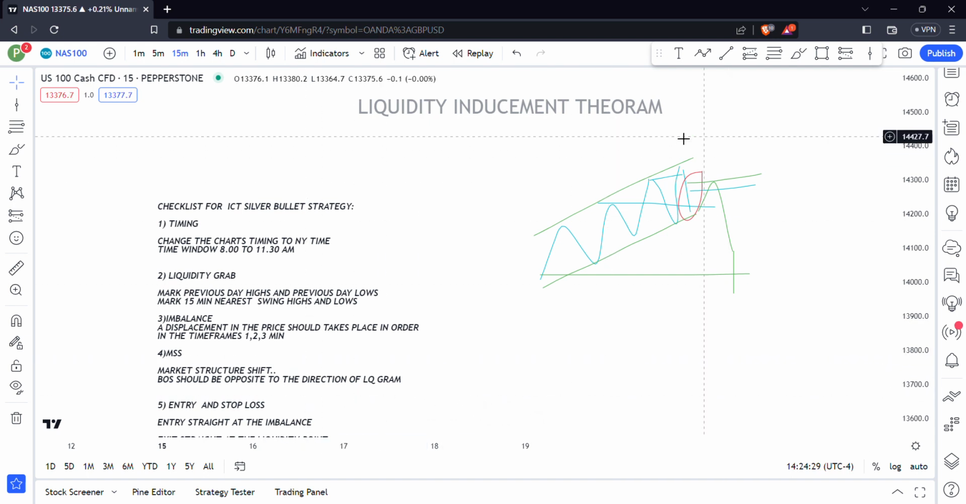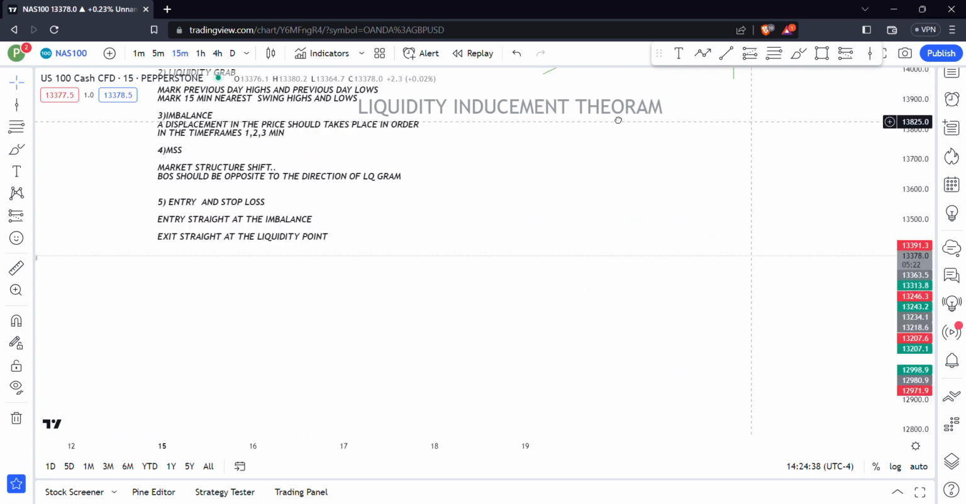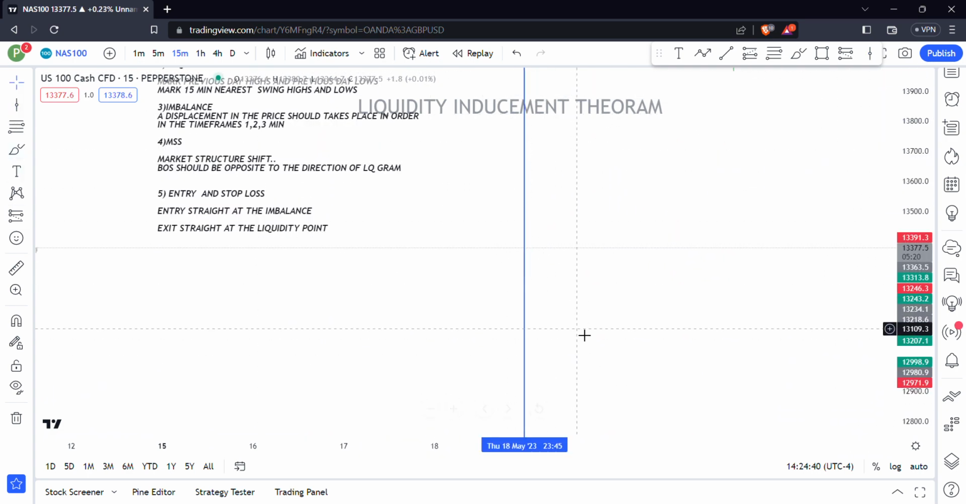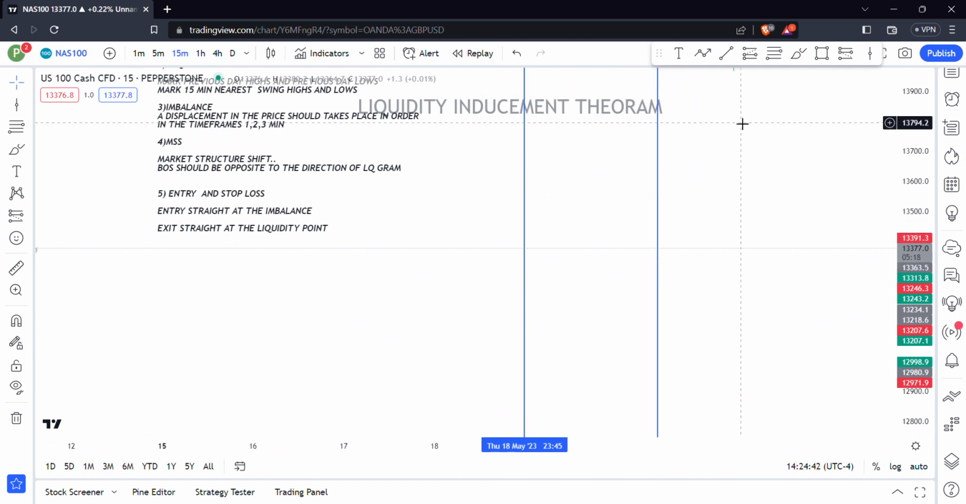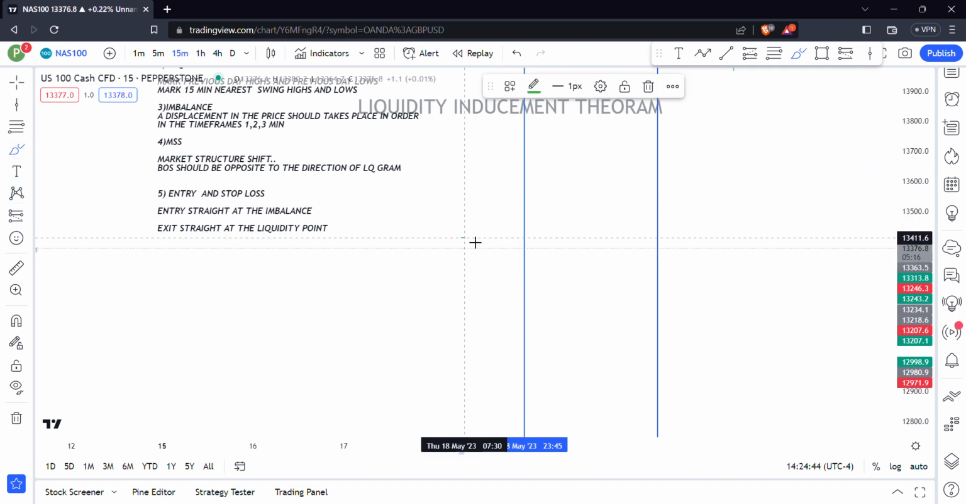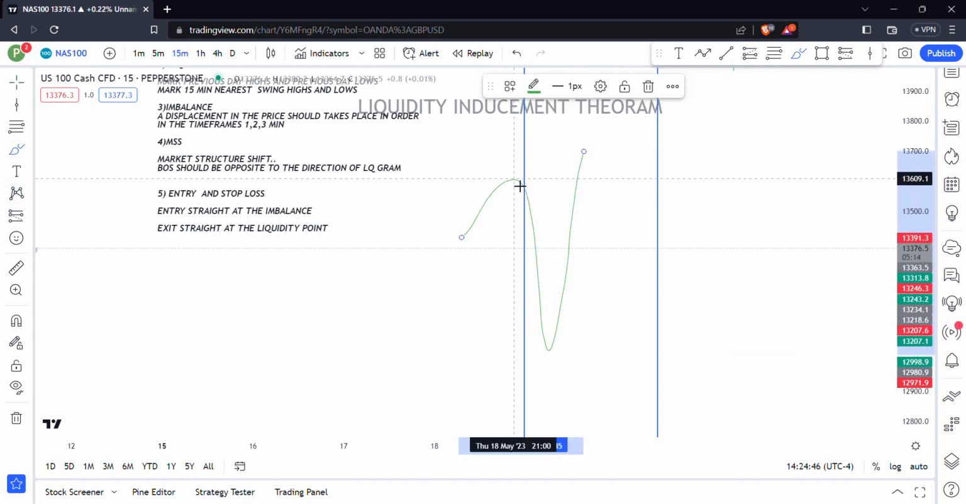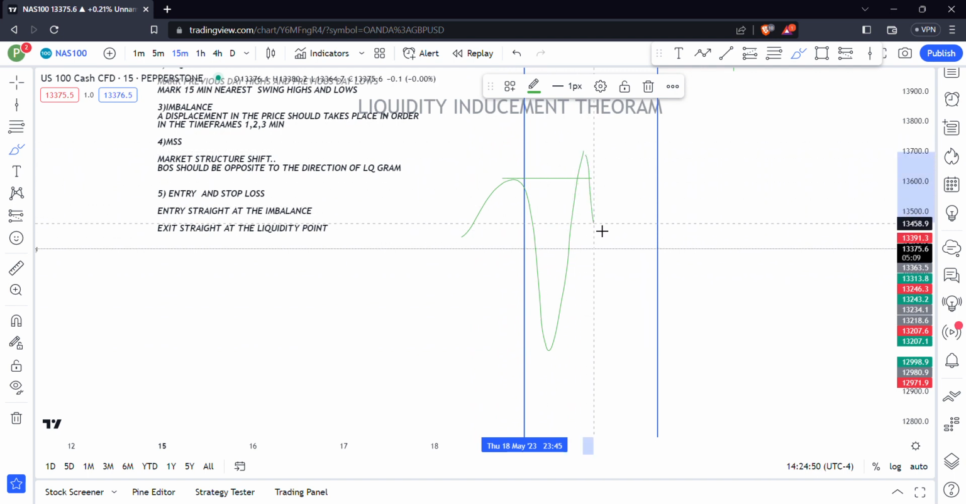And the most important point in the MSS is that the market structure shift should always happen in the direction opposite to the liquidity graph. I will explain here. Let's say this is the time window of 8:30, and let's say there is a high here and the market took this high within this time window, and let's say there is a huge imbalance and a structure like this. So this is an MSS, this is a shift in the market structure.